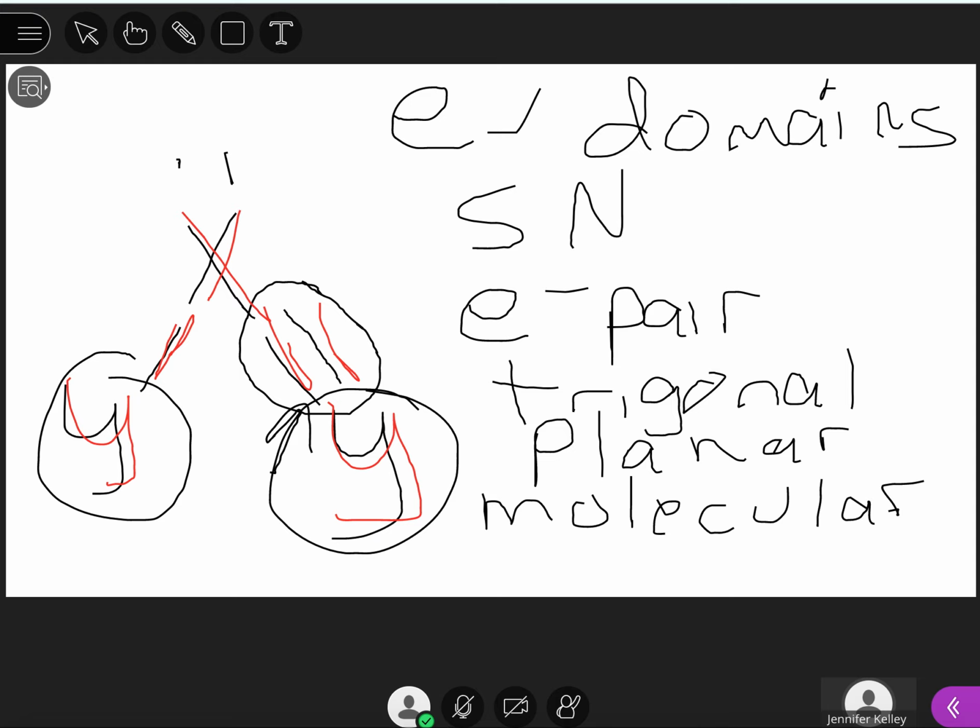So if you took a coat hanger and you bend it like this, I'm assuming you have a wire coat hanger, then that would give you the same kind of structure. So they just call it bent.